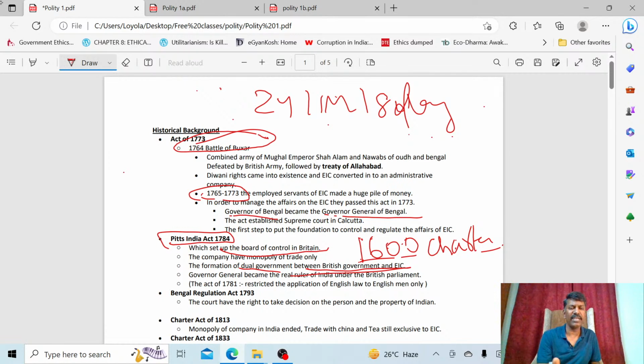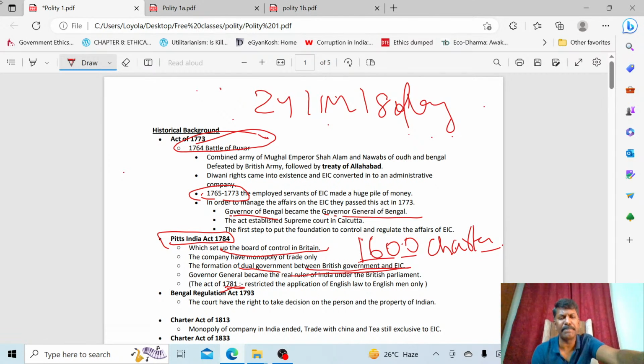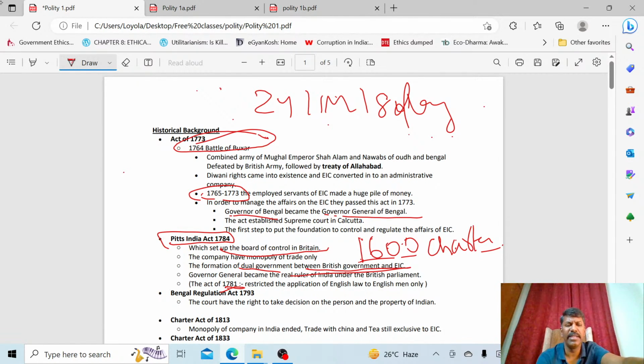But even before that, there was the Act of 1781, with some preliminary perspective. There may be a possibility that this act restricted the application of English law to only Englishmen in order to avoid any kind of local conflict. But this concept was somewhat managed on the basis of the Bengal Regulation of 1793. On the basis of the Bengal Regulation, the Supreme Court was given the right to take decisions on the person and property of Indians.